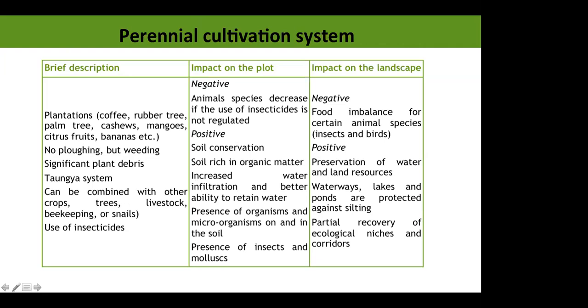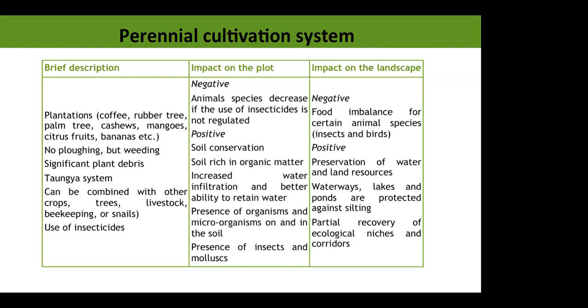There is presence of organisms and microorganisms on and in the soil because of the decomposition that regularly takes place naturally. And there's presence of insects and molluscs, yes, because of the decomposition that takes place, and because you're not disturbing the soil anymore after the first plowing and planting season.